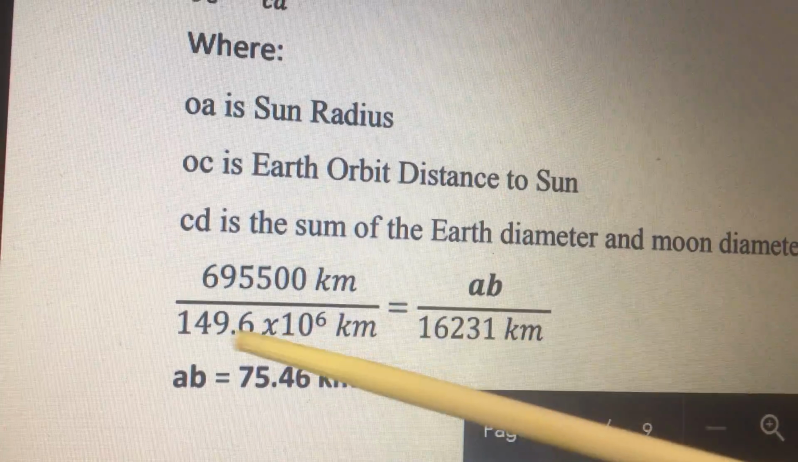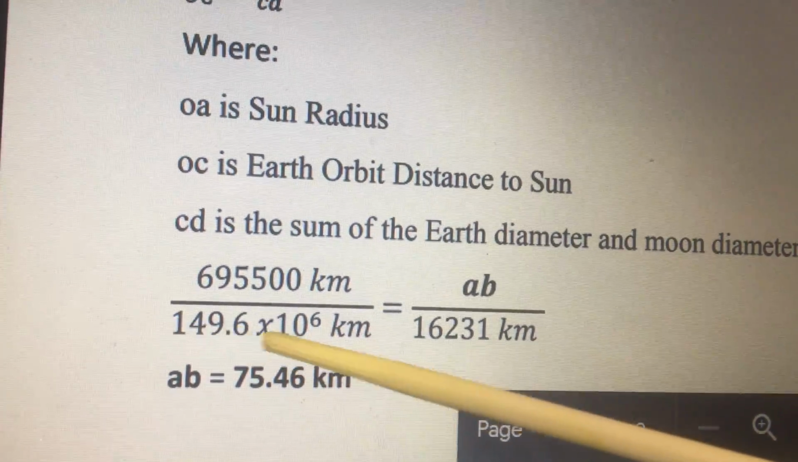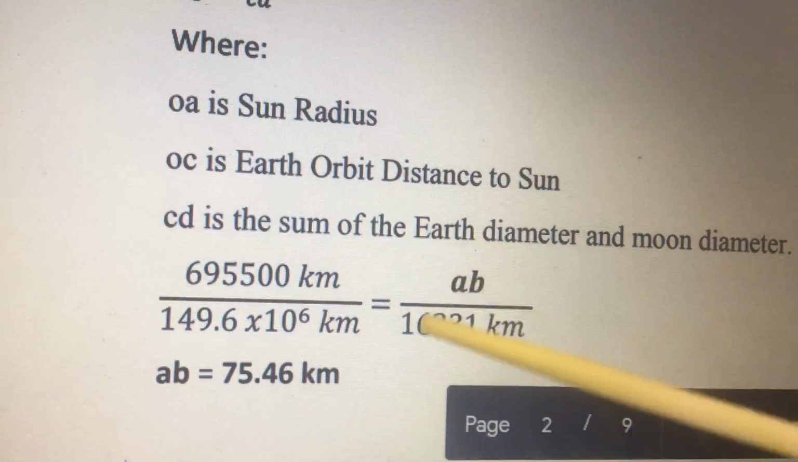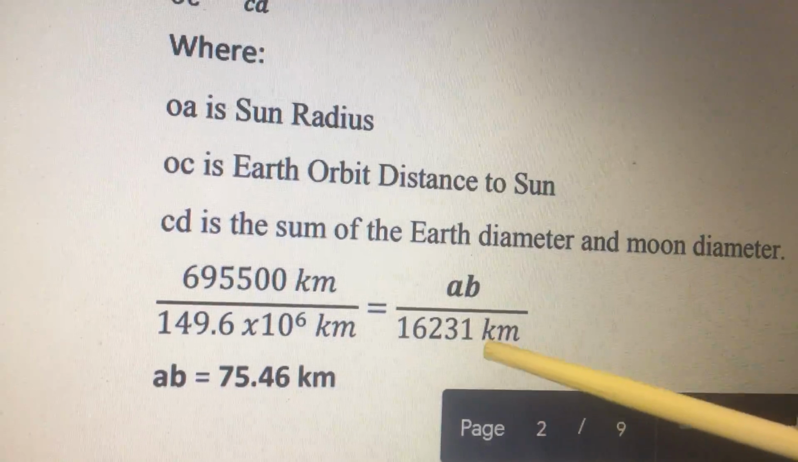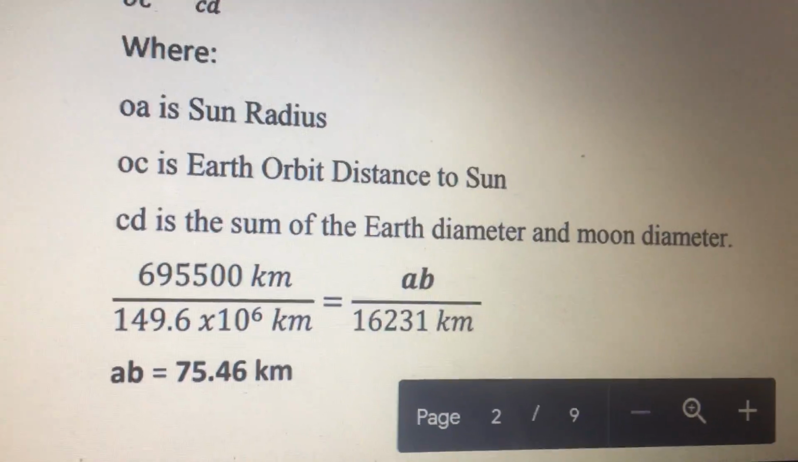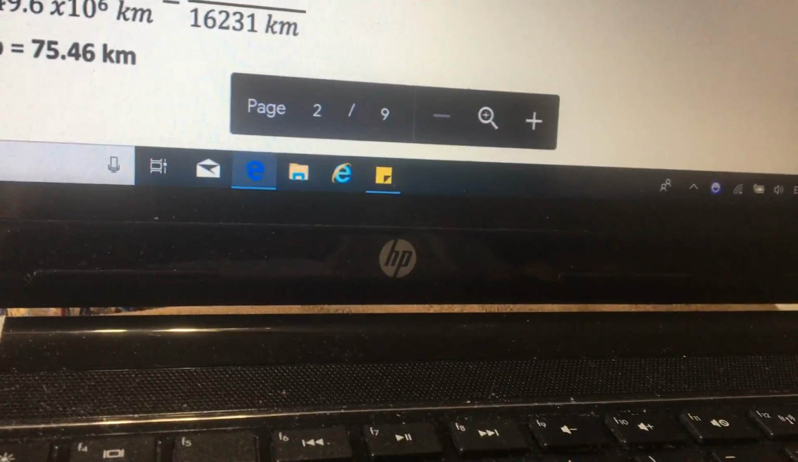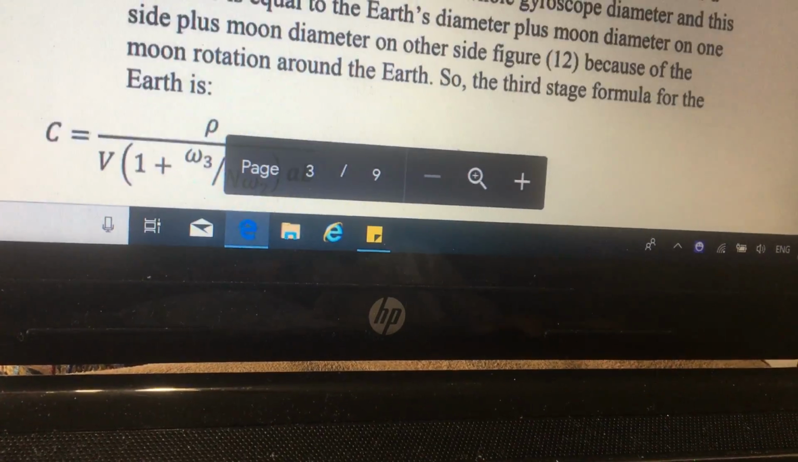This one is the sun radius. This one is the distance from the Earth to the Sun, AB unknown. This one is the diameter for both Earth and the Moon. And I can show you right now the drawing for more understanding.